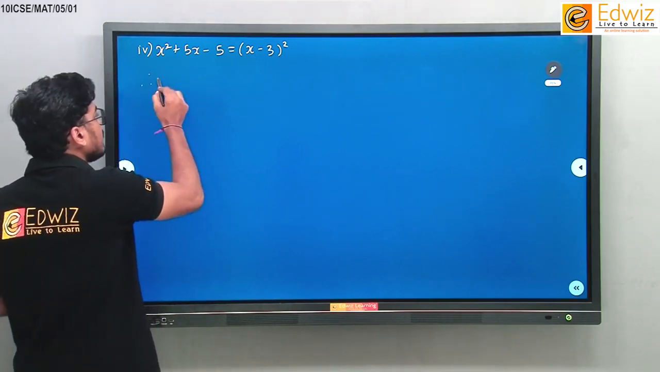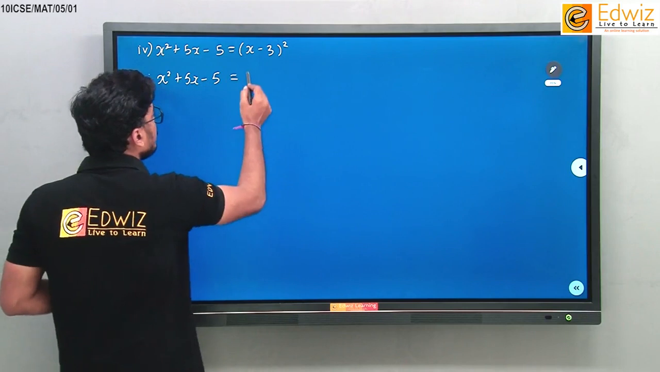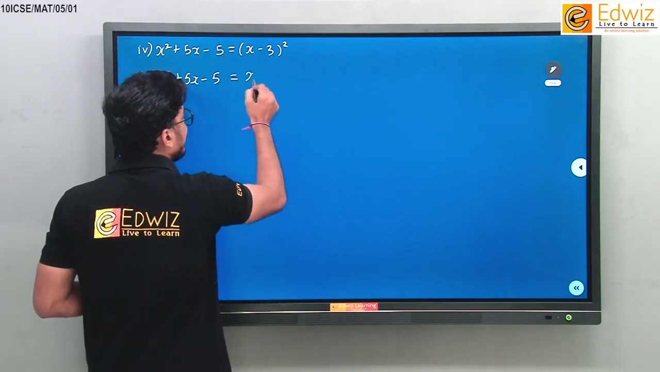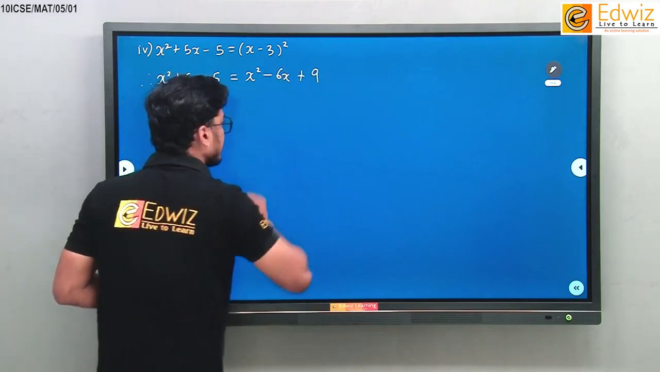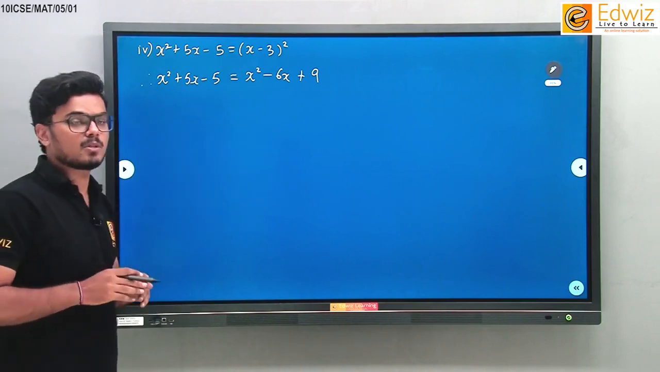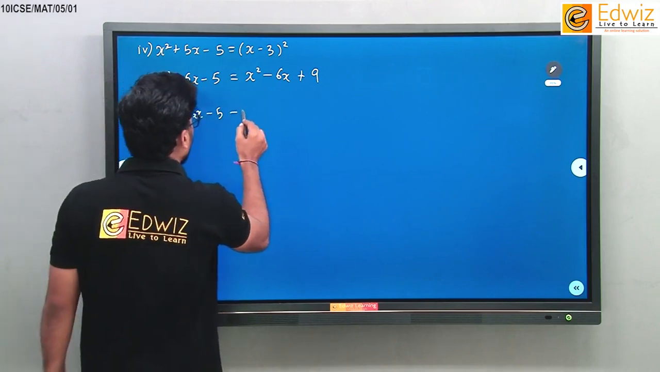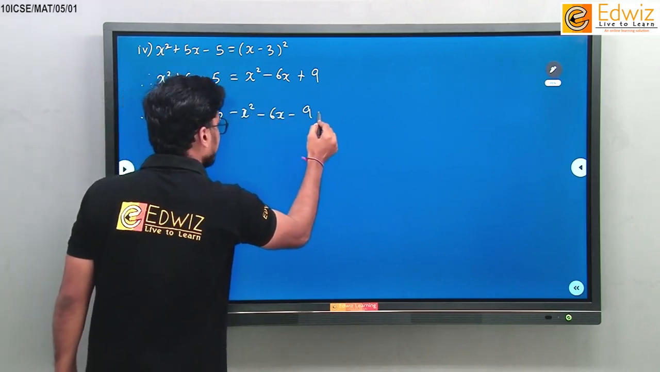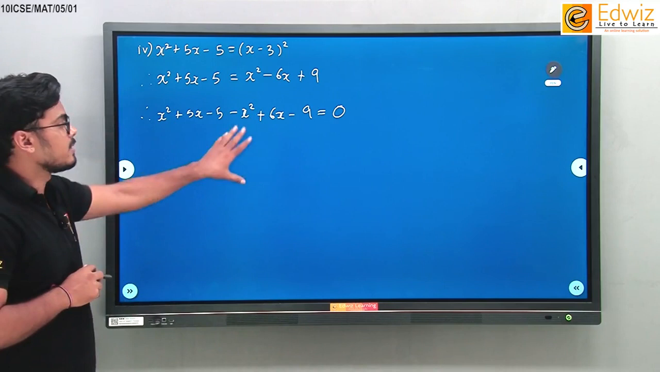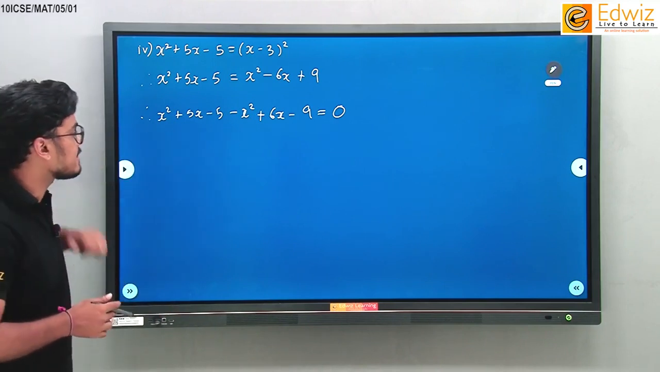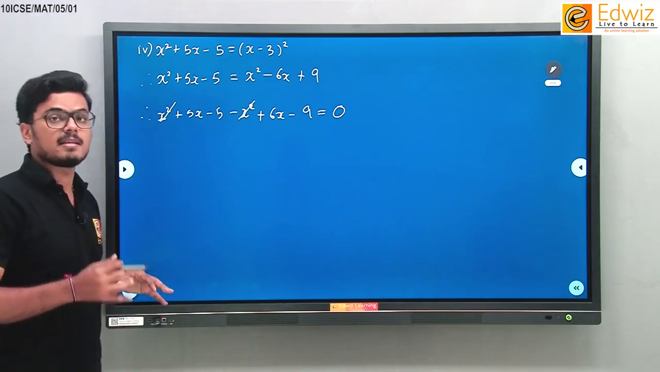How? Let us check. x² + 5x - 5, if I keep it as it is, this will be equal to the a minus b the whole square identity. So x² - 6x + 3 square, that is 9. Correct? Once again, if you bring the terms on the left hand side, x² + 5x - 5 minus (x² - 6x + 9) equal to 0. Okay, so minus 6x will now become plus 6x, so there will be a sign change, but once again x² minus x² is getting eliminated, and the resulting equation once again is a linear equation.